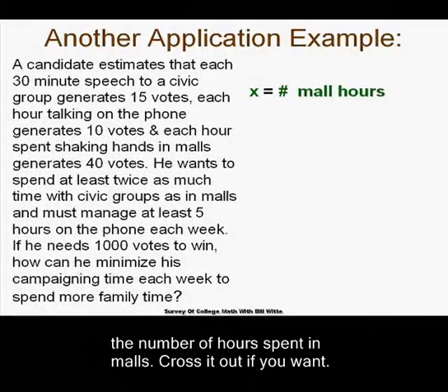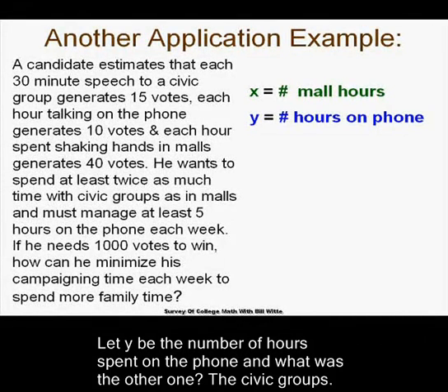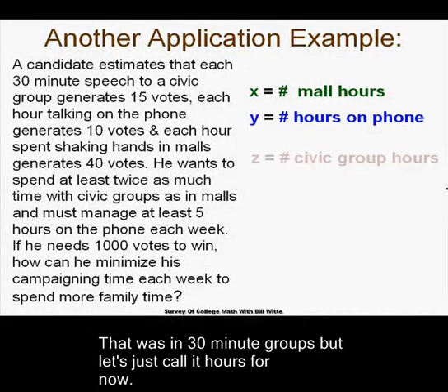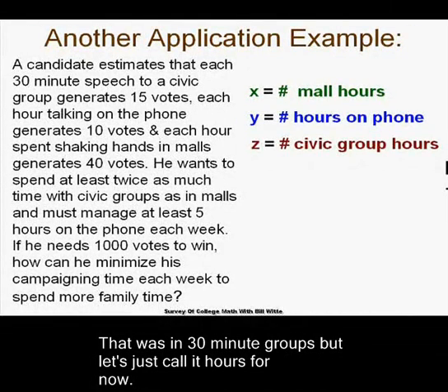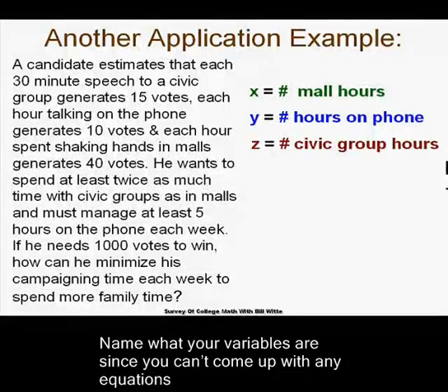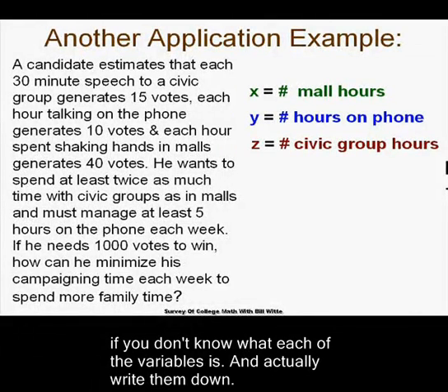And you could cross that out if you wanted. And y the number of hours spent on the phone, and then what was the other one? The civic. Now that was in 30-minute groups, but let's just call it hours for now. So z will be the number of civic group hours. That's always going to be the way you begin. Name what your variables are, because you can't come up with any equations if you don't know what each of those variables are. And you're just guessing if you don't.